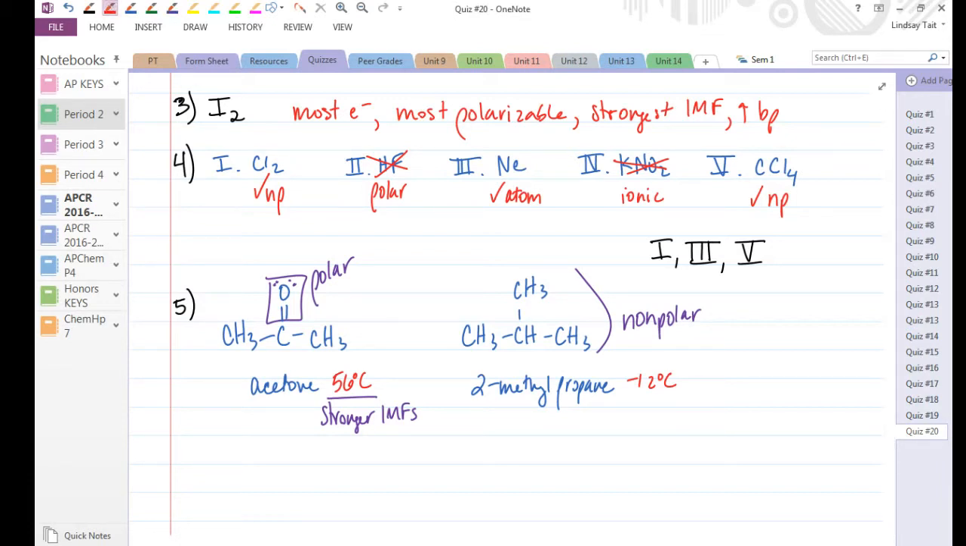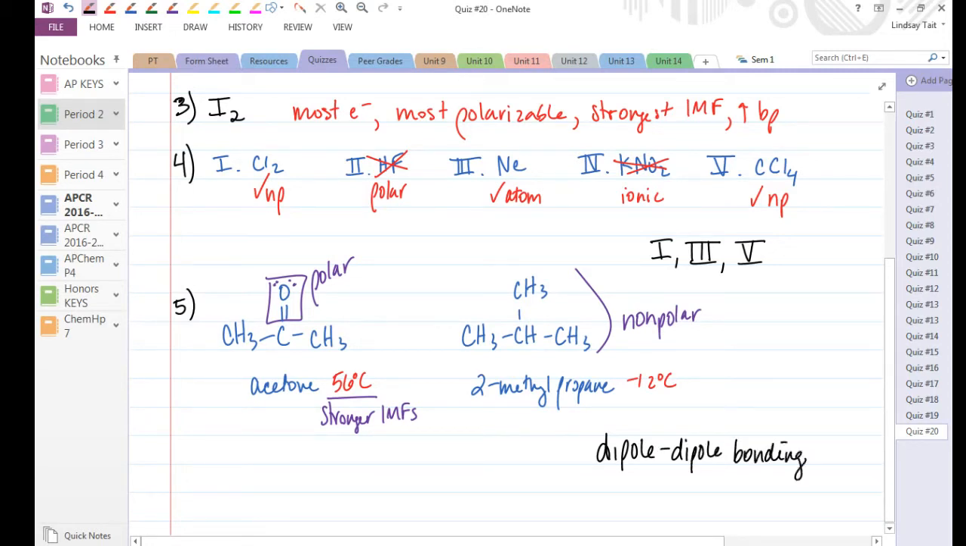And so with that, the answer to this question, your choices were all of the different intermolecular forces: London dispersion forces, dipole-dipole bonding, hydrogen bonding, or ion-dipole bonding. And your answer was simply dipole-dipole bonding. Yeah, because being polar, this has permanent partial charges that will cause stronger attractions.